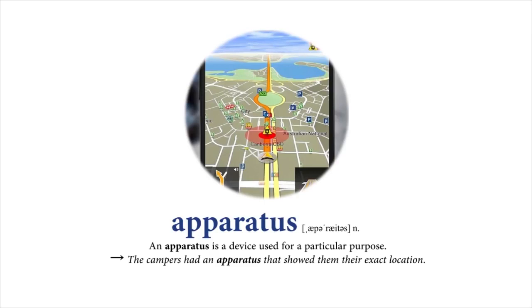Apparatus. An apparatus is a device used for a particular purpose. The campers had an apparatus that showed them their exact location.